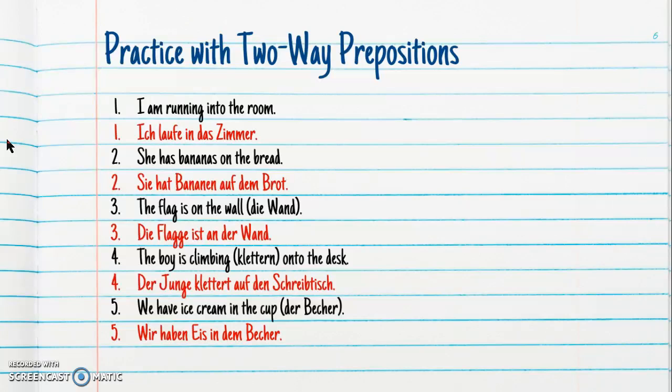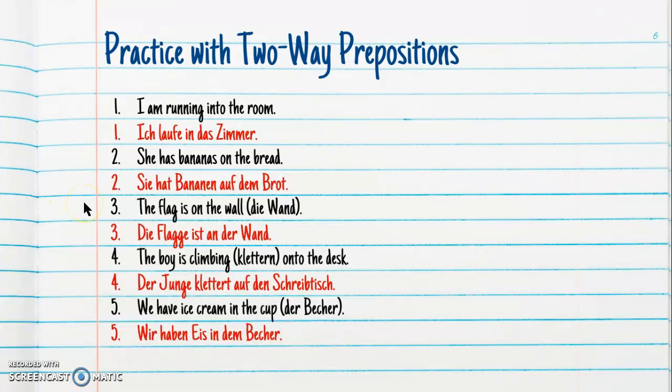So in number one, you can see that we have into the room. So we're going to use in das Zimmer. It shows the motion. The accusative case is motion. Number two, we have she has bananas on the bread, and that one we have sie hat Bananen auf dem Brot. We're using dative because it is position.